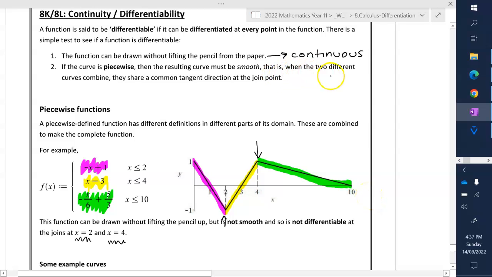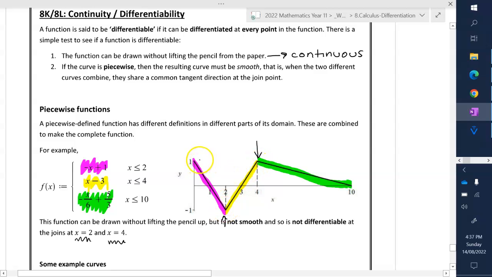And it says that is when the two different curves combine, they share a common tangent direction at the join point. So the join point here at x equals 2, if we're looking up here, we'd have tangents going this way. We've got tangents going this way. So when x equals 2, we do not have a common tangent at that join point. Same as up here, the two lines have tangents that would be going in different directions. So we would say this one is not differentiable at the join points, x equals 2 and x equals 4.